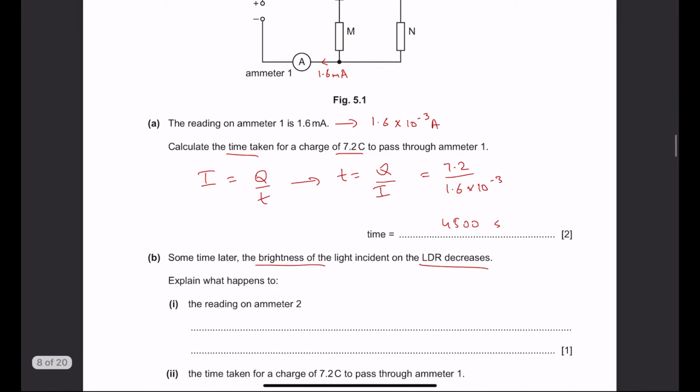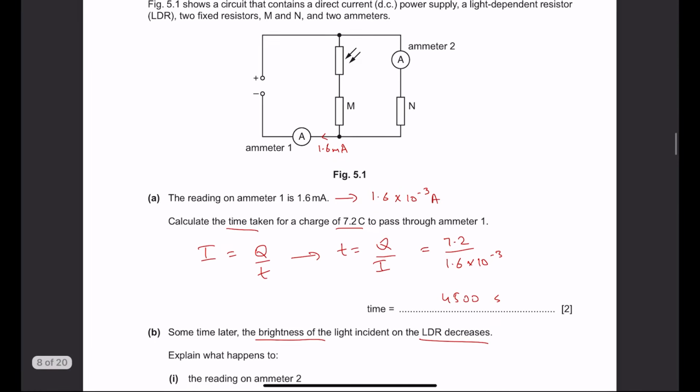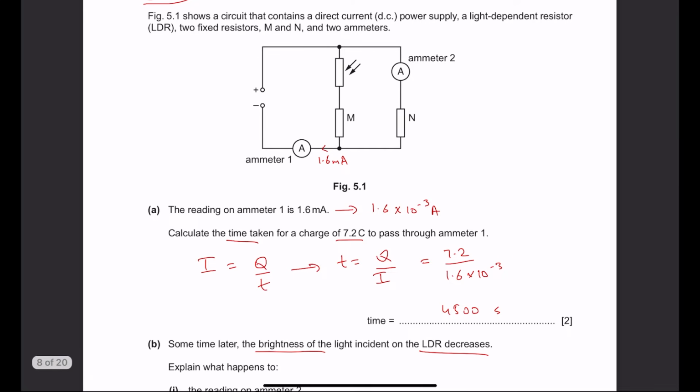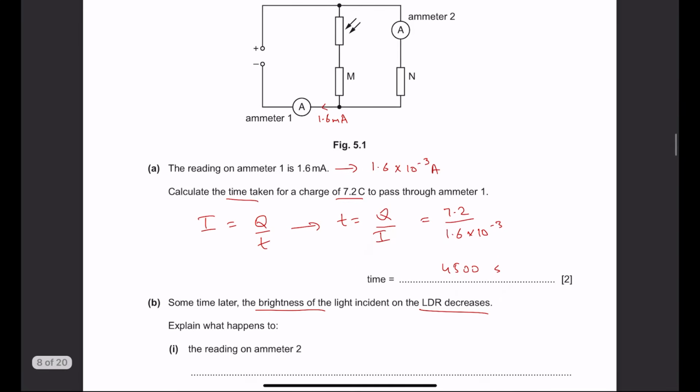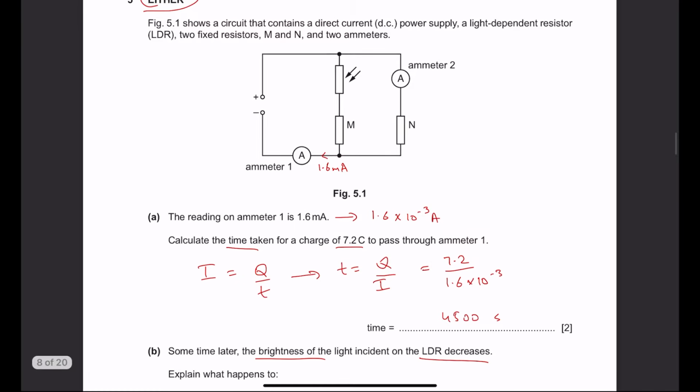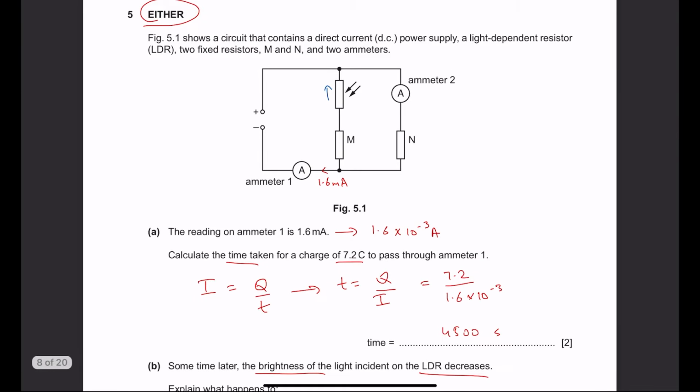Sometime later, the brightness of the LDR decreases. What happens to the reading on ammeter 2? Alright, so the brightness of LDR decreases. What happens when the brightness of LDR decreases is that its resistance increases. Now they're asking what happens to the reading here. The thing is that across this branch, the potential difference is still the same because that depends on this power supply.